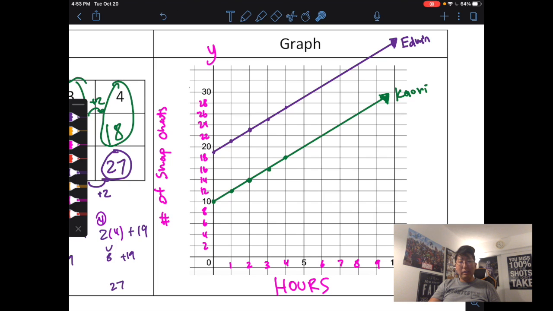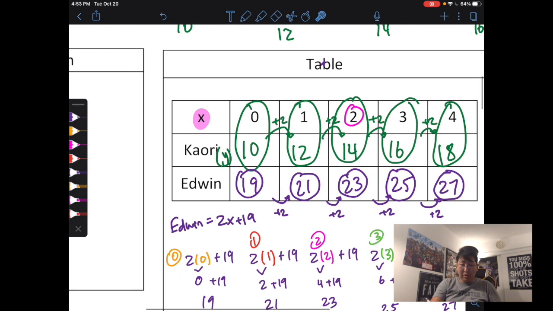Hopefully you're able to say no. The answer is they're never going to have the same amount of Snapchats. They started off with different amounts, right? They started off with different amounts and they're growing at the same rate, right? Imagine if Coyote is the one that's super Snapchatty, and Edwin's super chill. He'll send like one every day, maybe, right? Then Coyote will catch up really fast. But if they're going at the same rate, but one started before, will they ever catch up?